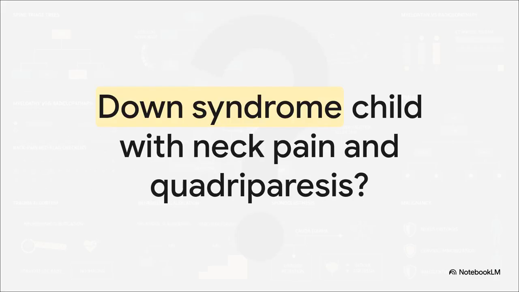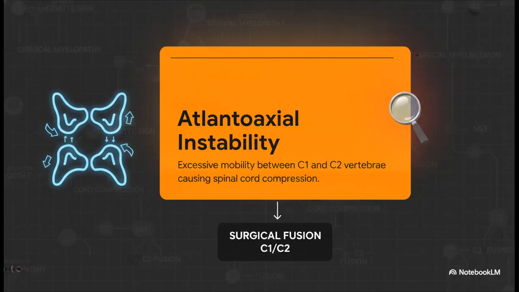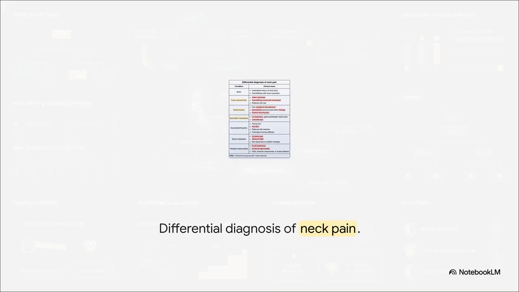Let's actually test that reflex right now. What's the underlying board-tested pathology when you see this classic constellation of upper motor neuron signs? We're talking quadriparesis or quadriplegia combined with ataxia and incontinence in a Down syndrome vignette. If you said atlantoaxial instability, you nailed it. The core clue here is cord compression, resulting directly from excessive mobility between the C1 and C2 vertebrae. And this perfectly explains why symptomatic atlantoaxial instability absolutely demands surgical fusion of C1 and C2. When the spinal cord is actively being compressed, giving you those upper motor neuron signs, conservative management is entirely off the table.